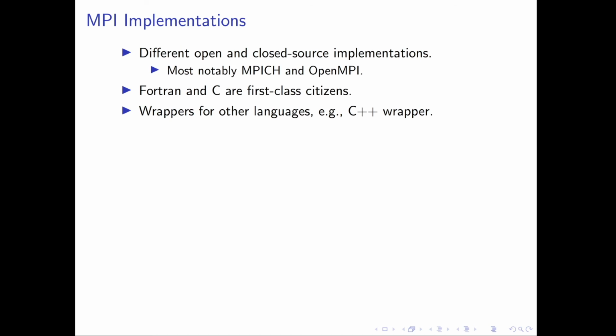So there are different MPI implementations out there, as MPI is basically just a specification. The most important implementations are MPICH and OpenMPI. It is worth noting that MPI is a Fortran and C specification, so those two languages are first-class citizens. And there exist wrappers for all sorts of other languages, like for C++ or for Python.